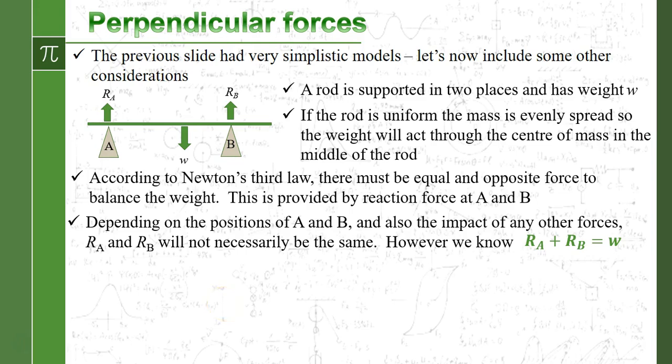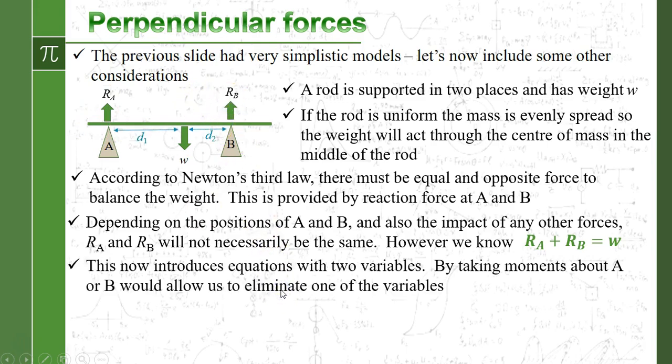So straight away, this introduces an equation with two variables, the reaction force A and the reaction force B. But what we can do, by taking moments about one particular point, is eliminate one of those variables. So if I decide to take moments about A, then I haven't got to worry about the reaction force at A because the moment at A would be 0. So what I've done now here is, well, let's introduce a couple of distances. So this is the distance that each of these pivots is from the centre of the rod.